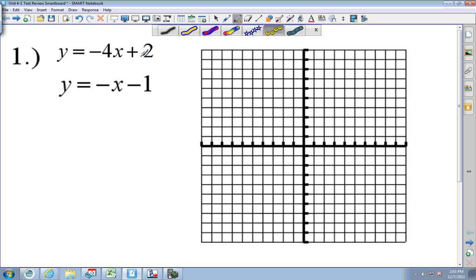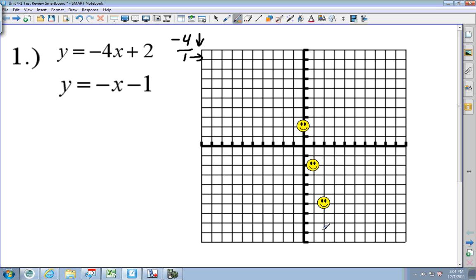You're going to plot the y-intercept, which is 2. So I'm going to go up here to 2 and put a dot. The slope now is -4, that's -4/1. It tells me to go down 4 and to the right 1. So I'm going to go down 1, 2, 3, 4 to the right 1 and put a dot.